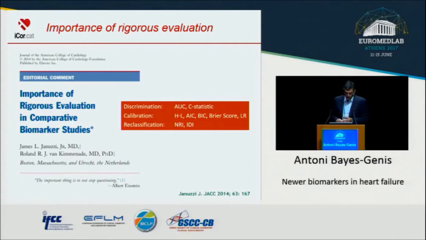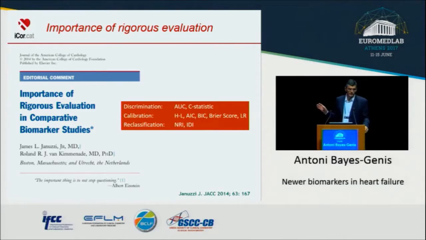likelihood, Hosmer-Lemeshow calibration, Akaike information criteria, Brier score, and likelihood ratios, so that's calibration. And furthermore, we now need to provide evidence on reclassification, net reclassification index, and IDI. So we need to get the biomarkers to fulfill all these statistics. And once you start playing with the biomarkers, you realize that this is not easy.